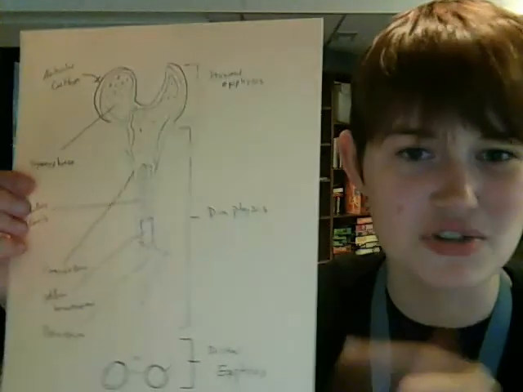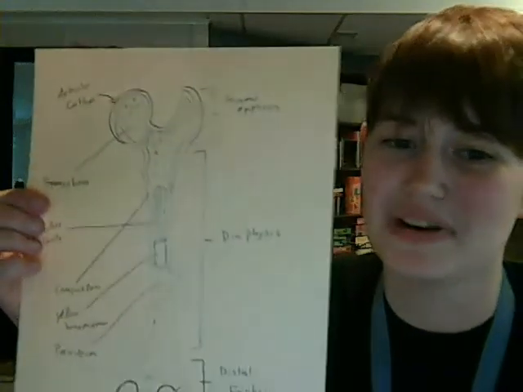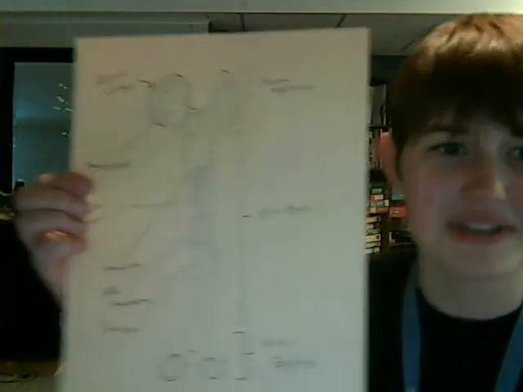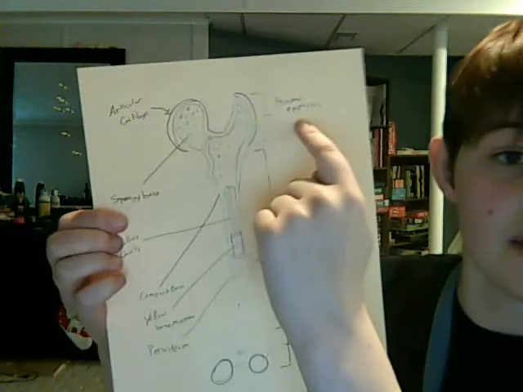Hello everyone, this is my drawing of a long bone, so I can teach you the anatomy of a long bone, because we're in anatomy, and that's what we do. So, up here, in this general area, we have the proximal epiphysis. That's what you call the end of the bones.